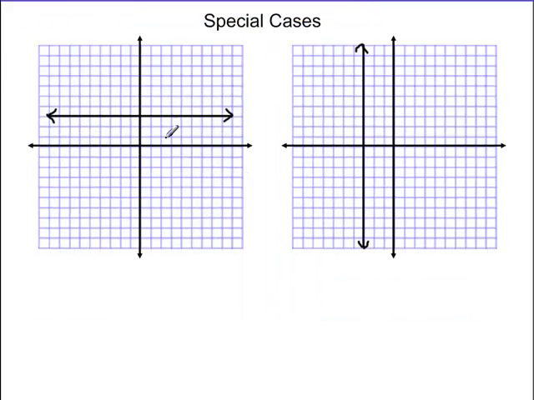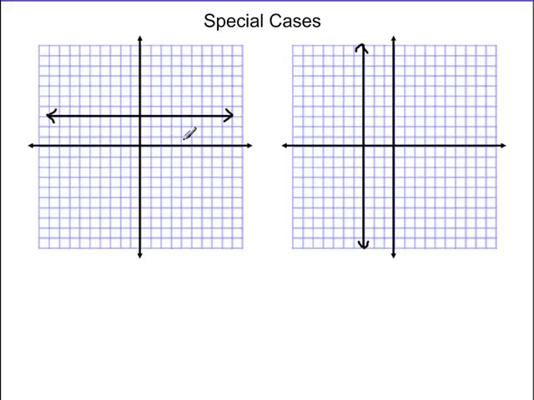Alright, two special cases. This first one is a horizontal line, and the second one is a vertical line. Some of you may know that the horizontal line has a slope of 0, and that a vertical line has a slope that is undefined. Well, let's take a look at why.